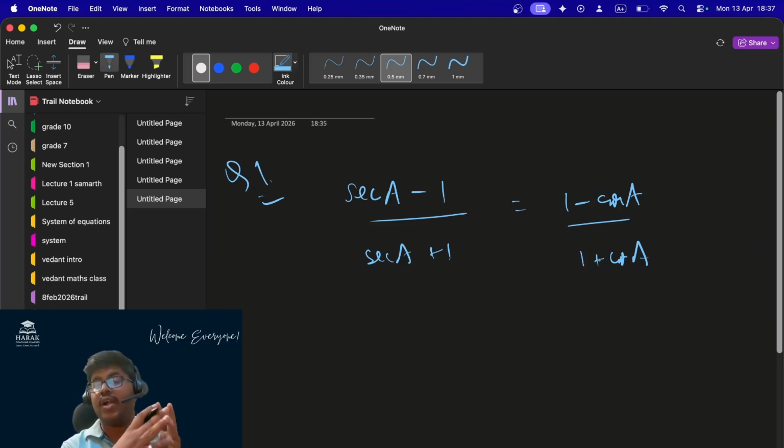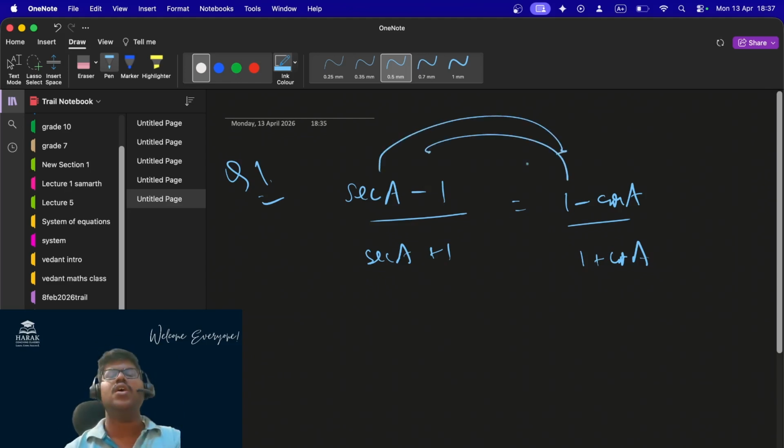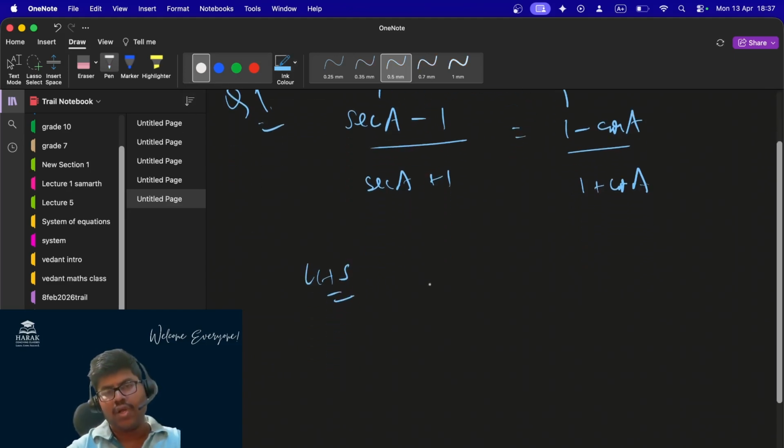Either we can start with LHS and move to the RHS, or we can start from the RHS and move to the LHS, right? So we have to think for a better option, what is fast. Here in this question, we can start with the LHS.